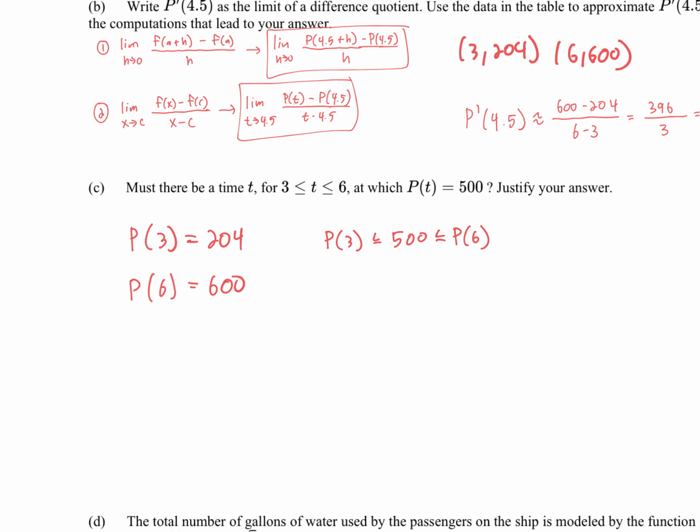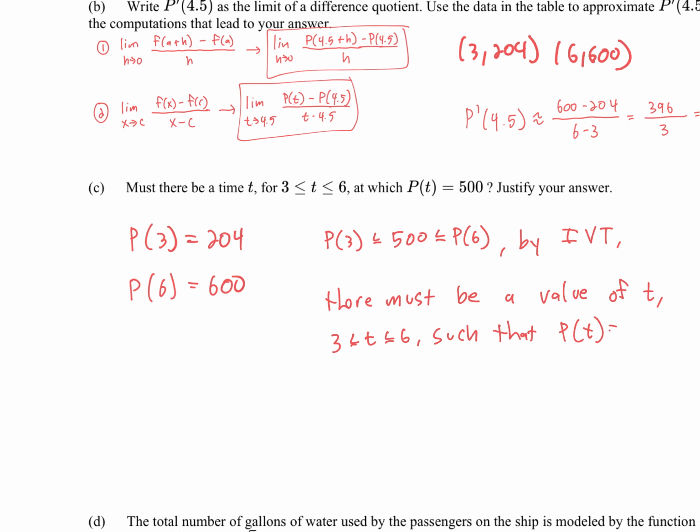So since 500 is in between p of 3 and p of 6, you could say by the intermediate value theorem, there must be a value of t in this case where t is between 3 and 6 such that p of t equals 500. Okay, and so that would be the answer.